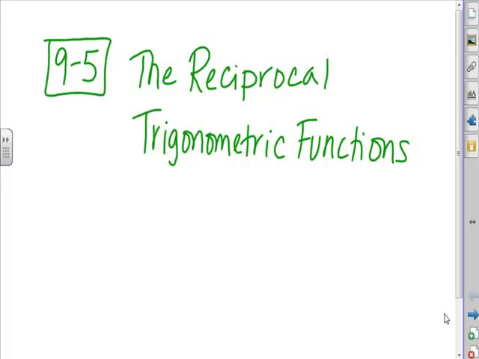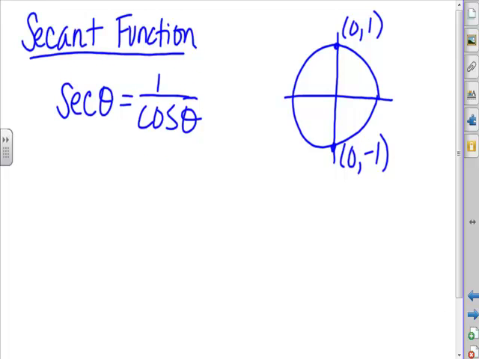Hello, this is 9.5, the reciprocal trigonometric functions. Are you having fun with trig yet? I hope you're not afraid. It's really not bad, it's just you have to adjust to it. Now some of you have met these already because I accidentally gave you them on your Math Excel homework.